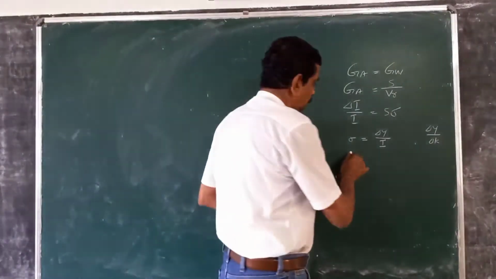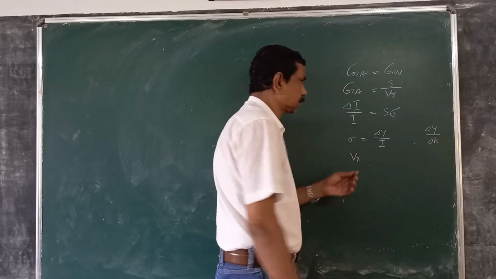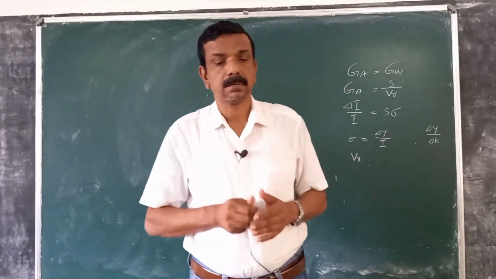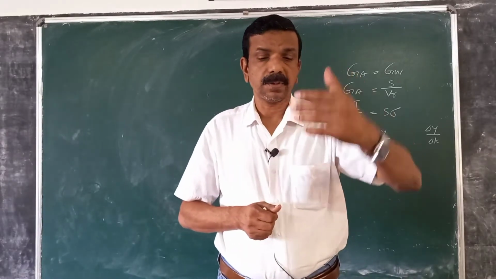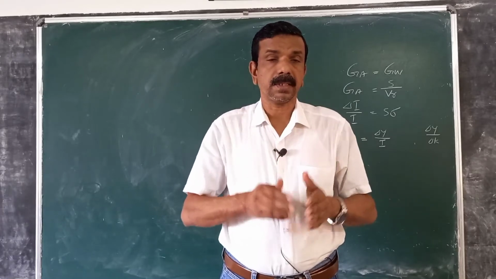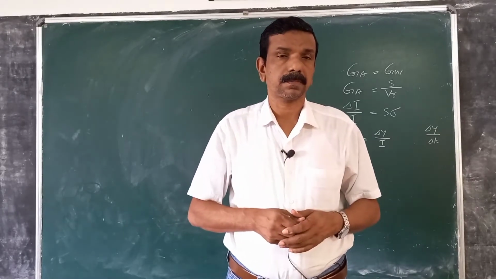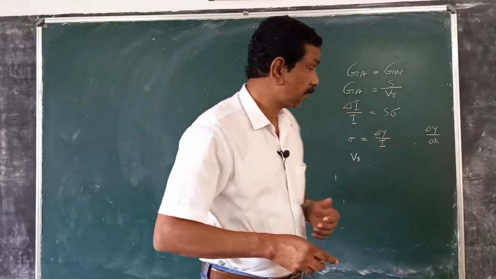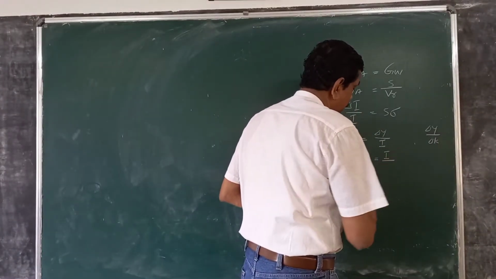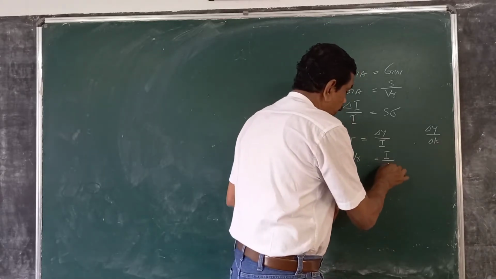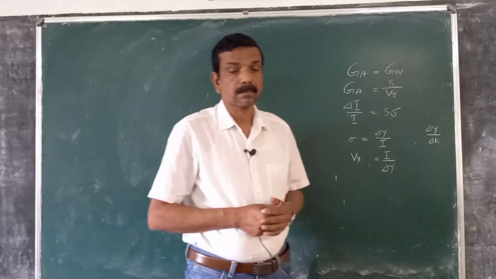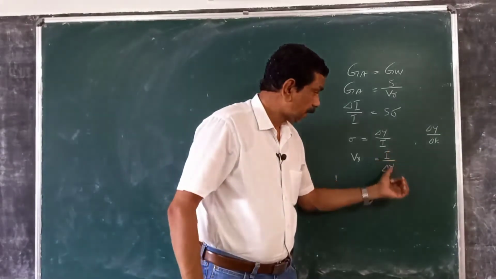And what is VR? Now, VR is the number of units of new investment required to produce the extra unit of output. That is, VR is equal to I by delta Y.